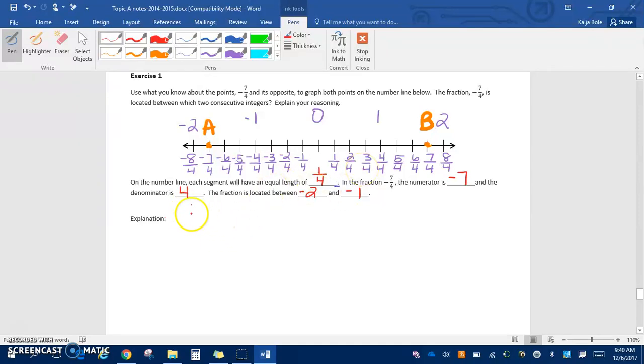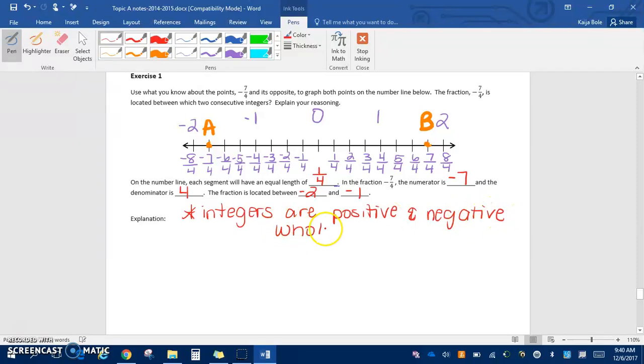Okay, so if you want to write yourself a note, remember integers are positive and negative whole numbers. So that's why it's between negative 2 and negative 1.